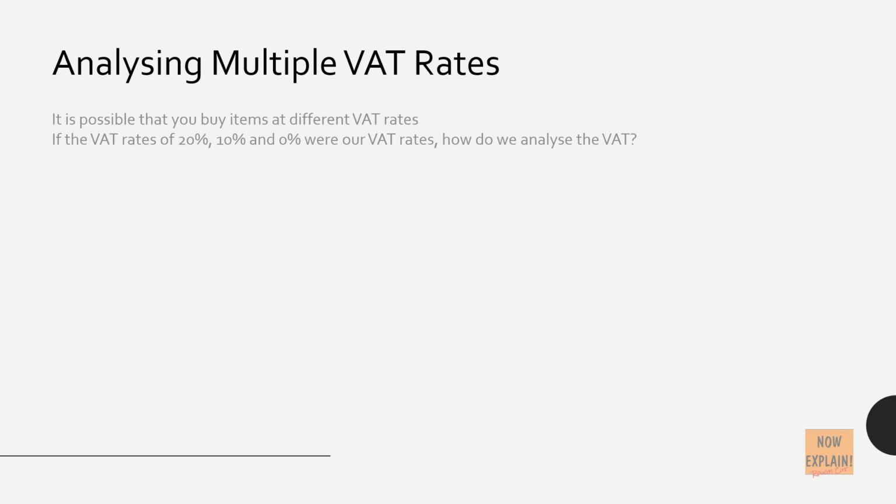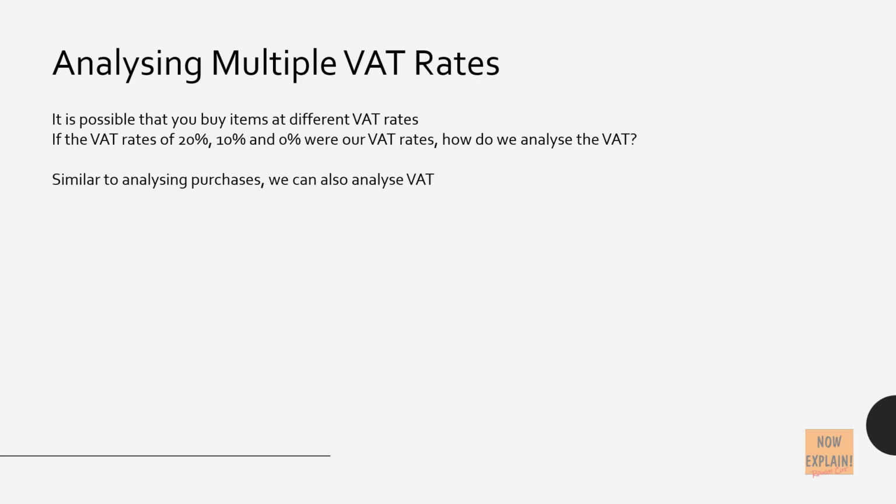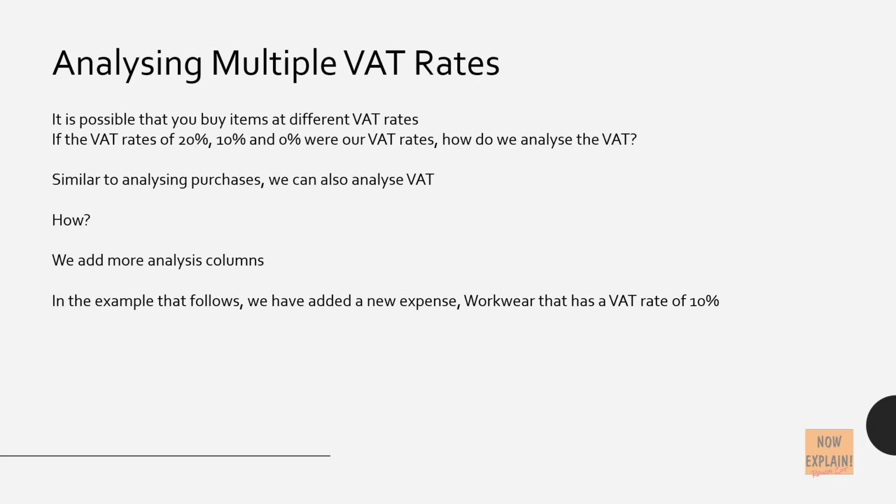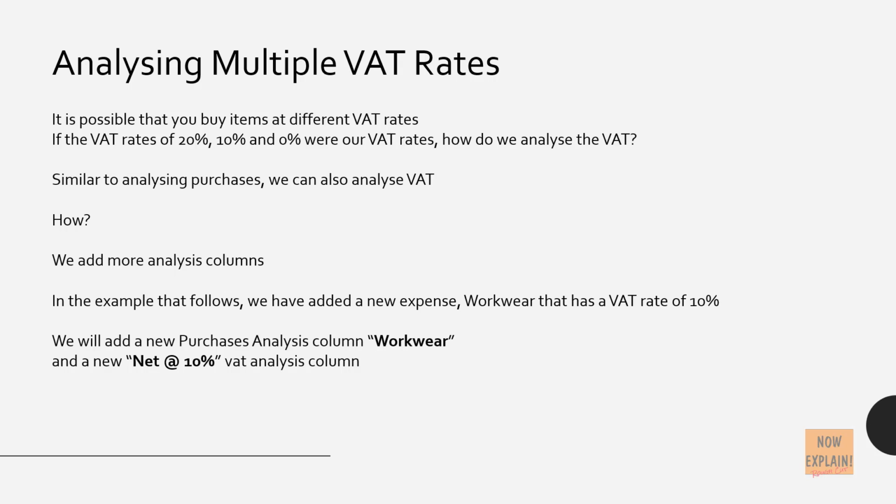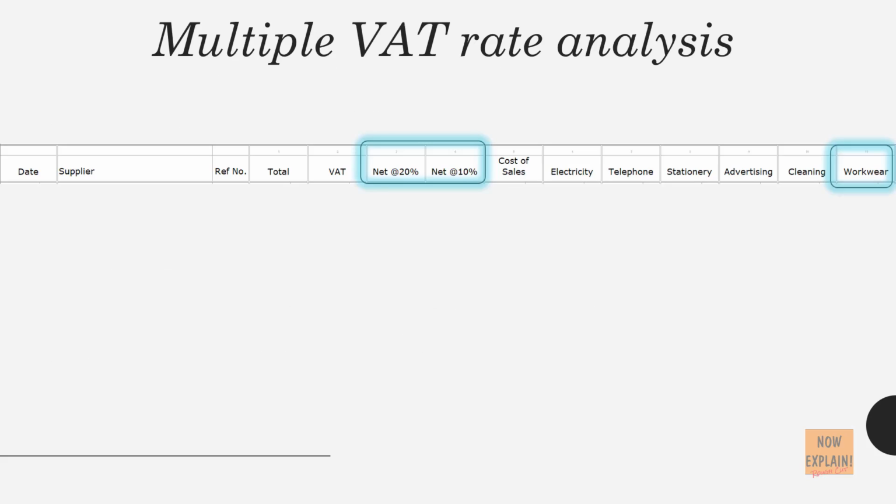Analysing multiple VAT rates. It is possible that you buy items at different VAT rates. If the VAT rates of 20%, 10% and 10% were our VAT rates, how do we analyse the VAT? Similar to analysing purchases, we can also analyse VAT. How? We can add more analysis columns. In the example that follows, we have added a new expense, workwear, that has a VAT rate of 10%. We will add a new purchase analysis column, workwear, and a new net of 10% VAT analysis column.